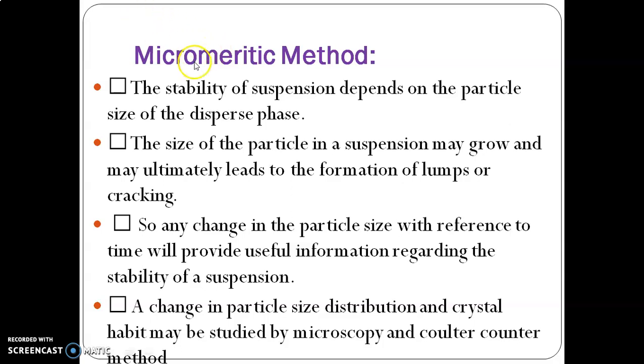Last one is the micromeritic method, that is the fourth method. In the micromeritic method, the particle size of the dispersed phase is measured, which determines the stability of the suspension. The size of the particles in a suspension may grow and may ultimately lead to the formation of a lump or cake, which may cause cracking. So any change in the particle size with reference to time will provide useful information regarding the stability of the suspension. Any change in the particle size or crystal habit may be studied by microscopy or the Coulter counter method, and that is called the micromeritic method.